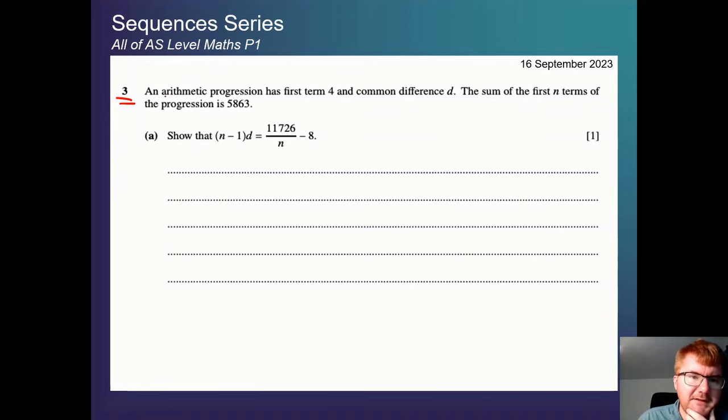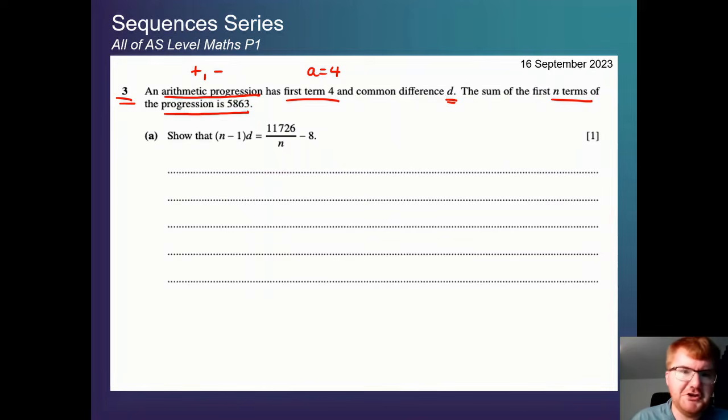So we have an arithmetic progression. So again, adding and minusing here. First term of 4, so a is equal to 4, and the common difference is just d for the moment. And the sum of the first n terms of the progression is equal to 5,863. Okay, that's kind of strange. I mean, to show this random thing seems to exist.